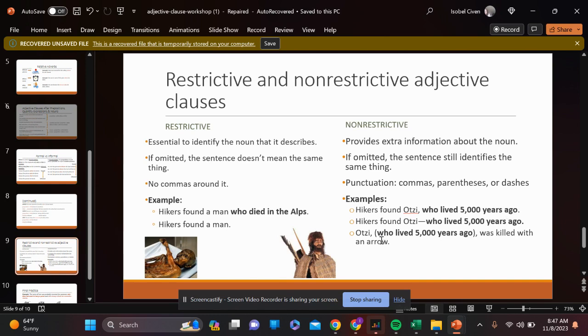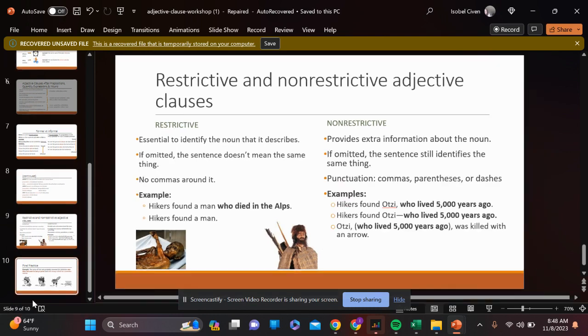But when the adjective clause is in the middle of the sentence, then you need the comma after the noun and at the end of the adjective clause. It's very important that you remember that the comma goes after the noun and at the very end of the adjective clause. For example, Otzi, who lived 5,000 years ago, was killed with an arrow. Well, the reason why we use commas is that there is only one Otzi. There is only one person by this name who lived 5,000 years ago.